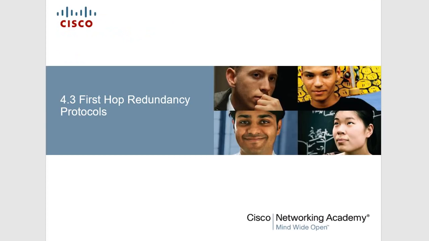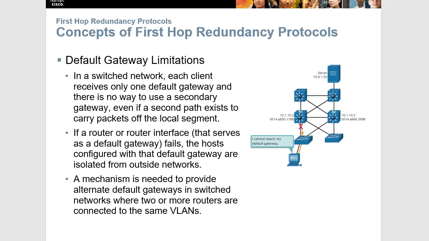So first hop redundancy protocols for routers is going to give you the ability to have a backup default gateway. Because what if your default gateway goes down? You cannot reach other networks. Okay, there's no way to do it.